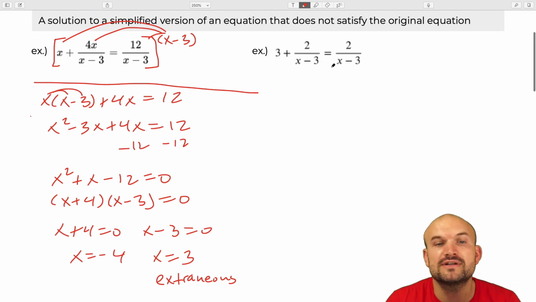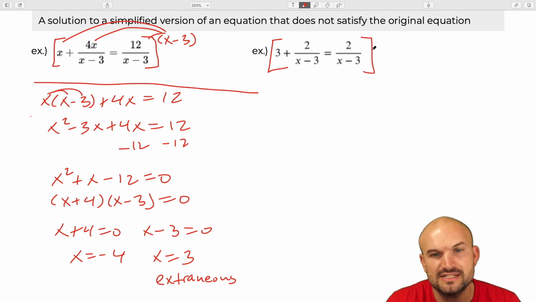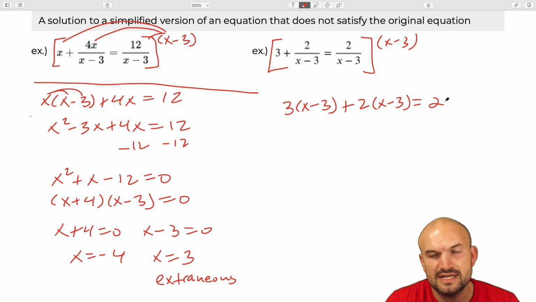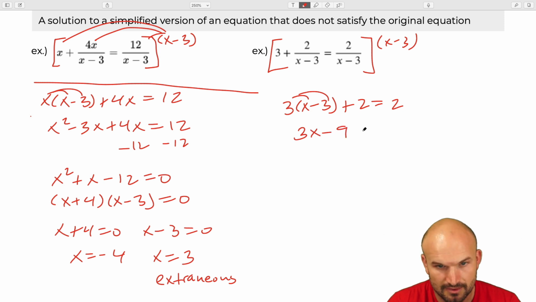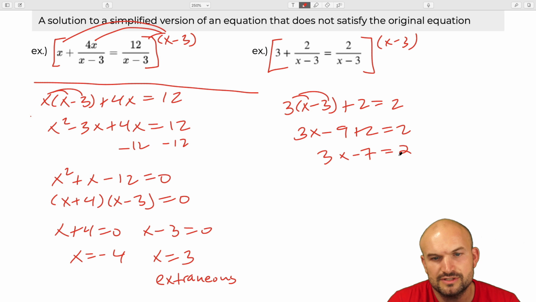So let's take a look at another example of how this would play out. So in this case, again, we'd multiply by x minus 3. All right, when we multiply by x minus 3 here, we get a 3 times x minus 3 plus a 2 times x minus 3 equals a 2 times x minus 3. Oops, I'm sorry. Those are going to divide out. Equals 2. All right, and then we could apply a little distributive property here, 3x minus 9. And then plus 2 equals 2. Therefore, 3x minus 7 is equal to 2.